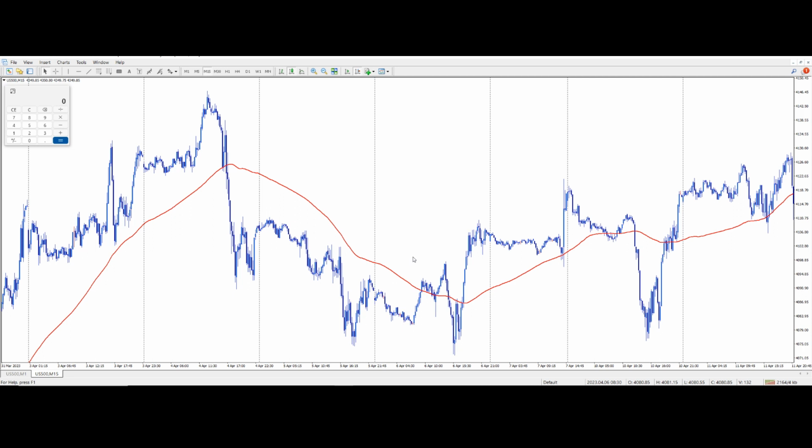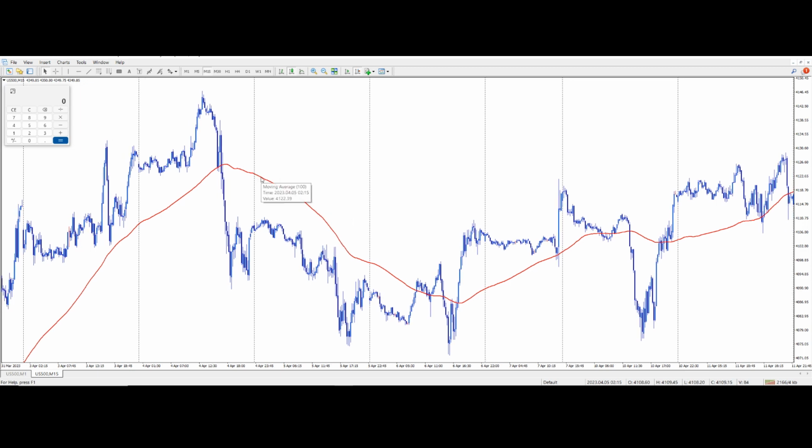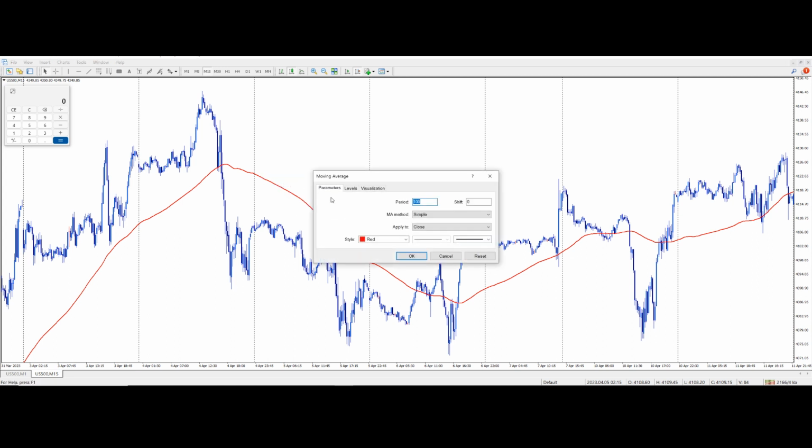So for those who don't know, we open the indicator and you have the parameters. You can shift here, you can move the moving average back and forth, but I want to show you something different. I want to show you this option here, which is the levels. Moving average levels is the name of this video, and so here we are. So let's see.